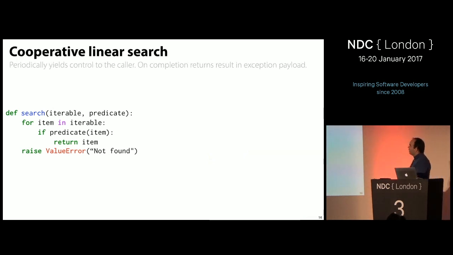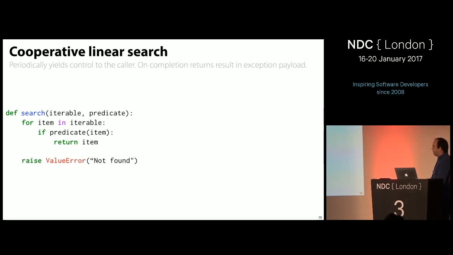Let's take search and make it into a cooperative linear search rather than a blocking search. So we'd like search to periodically yield control to a scheduler, which we will see soon.